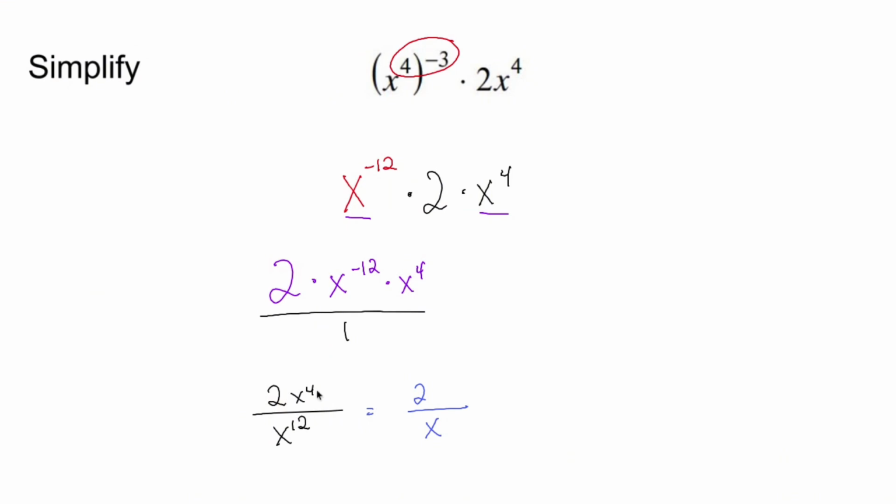Then what you do is you subtract the exponents. 12 minus 4 is 8. So if I have 4 x's in the numerator and 12 x's in the denominator, I end up with 8 x's in the denominator. Let me write this out to make it look a little bit cleaner. So I have 2 over x to the 8th, and that's my answer.